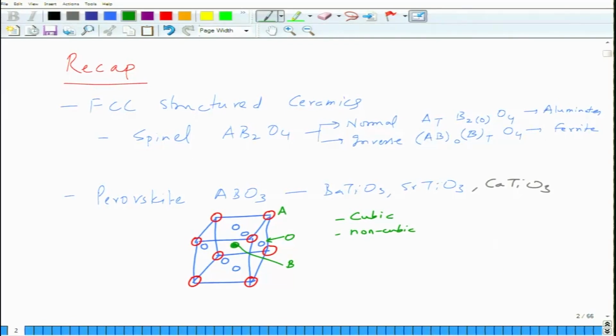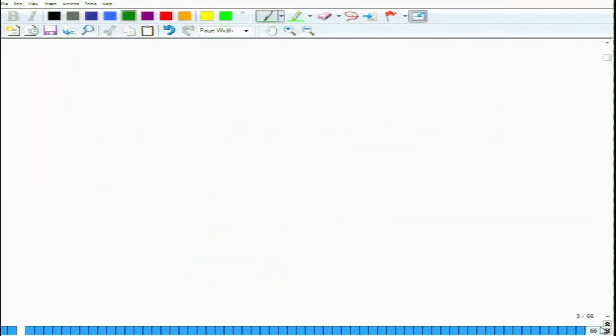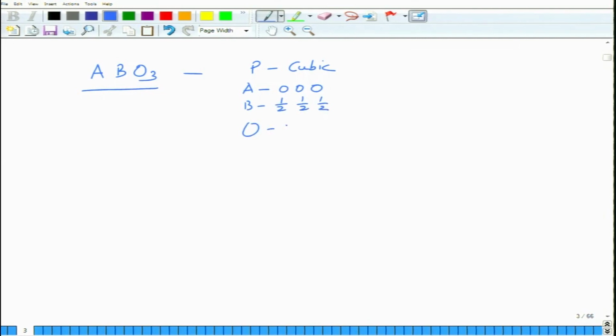But many of these materials are ferroelectric in nature. So, they undergo a Curie transition at a temperature called Tc. Let me now come to that particular aspect. What we talked last time was that ABO3 is primitive cubic with motif being A at 0 0 0, B at half half half, and oxygen at half half 0, half 0 half, and 0 half half.